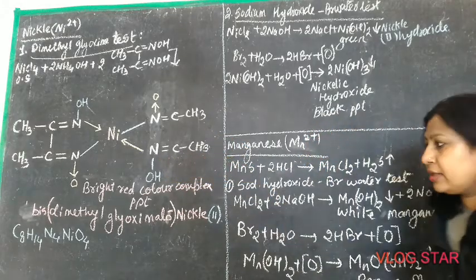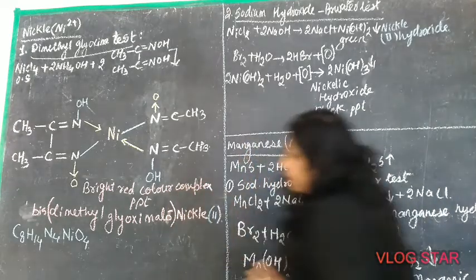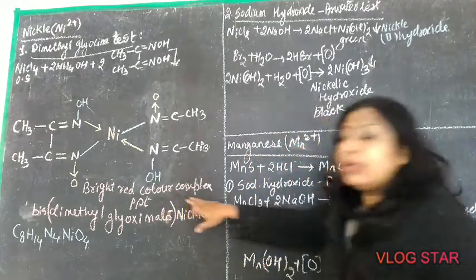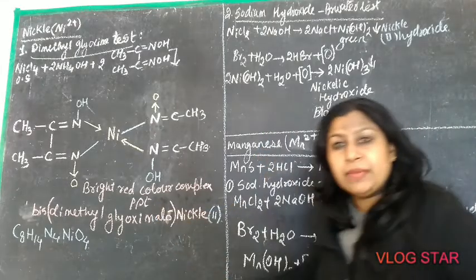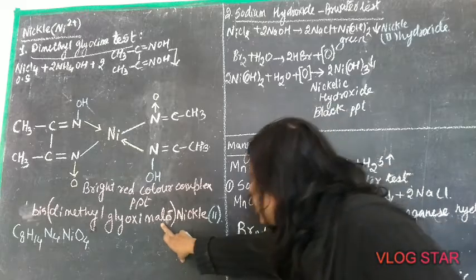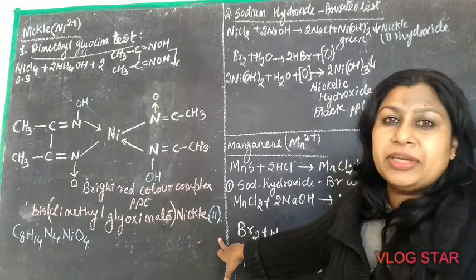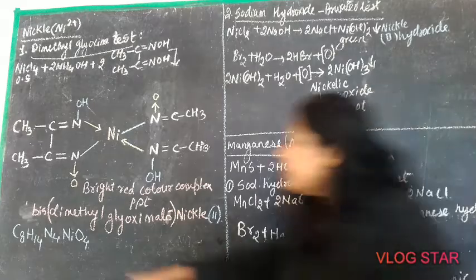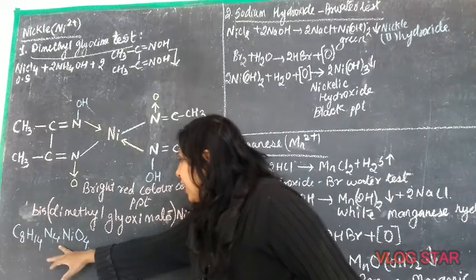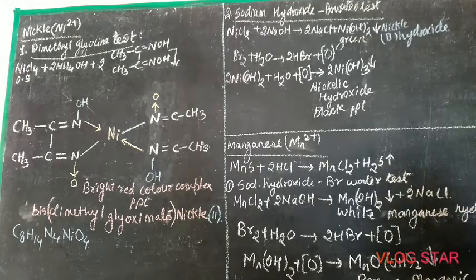Children, this is a complex coordinate compound. You can say coordination compound. This is of bright red color. So it gives a bright red color complex, that is the precipitate. The name is bis dimethyl glyoximato nickel 2. The formula is C8H14N4NiO4.